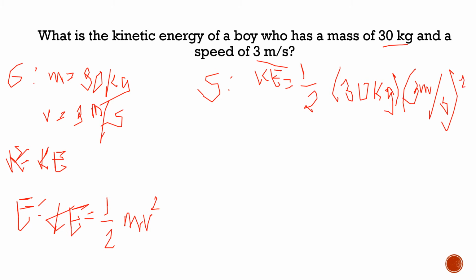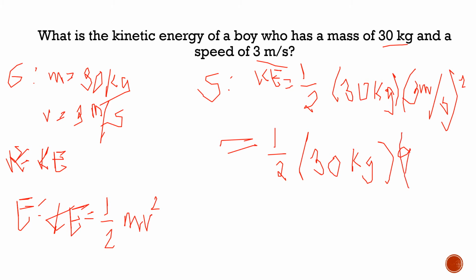Next, kinetic energy is equal to 1/2 multiplied by the 30 kilogram, and then the square of 3 meter per second. So 3 squared is 3 times 3, which is equal to 9 meters squared per second squared. Since meter per second is inside the parentheses, it will also be squared. So 3 meter per second squared is 9 meters squared per second squared.